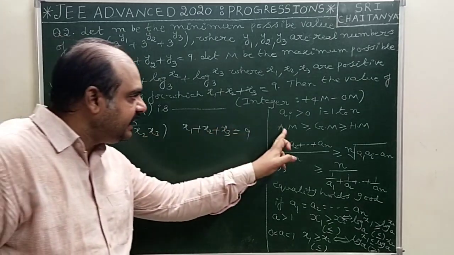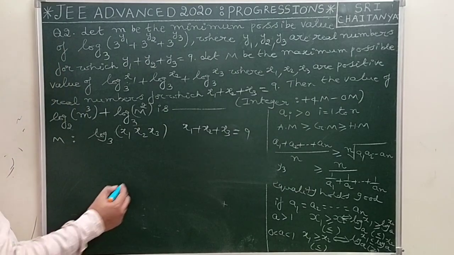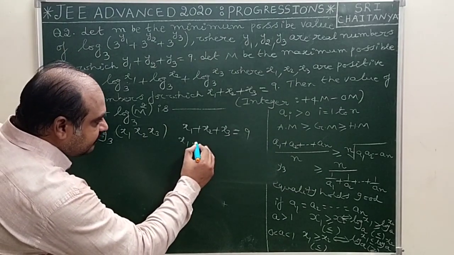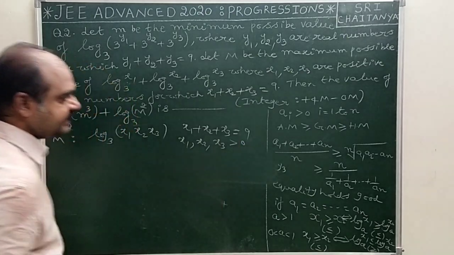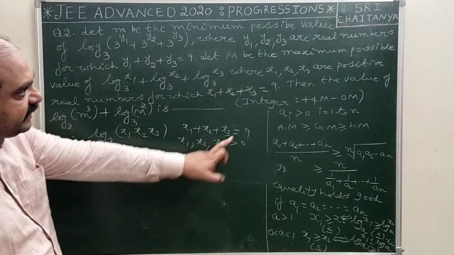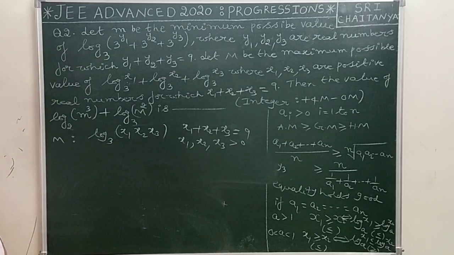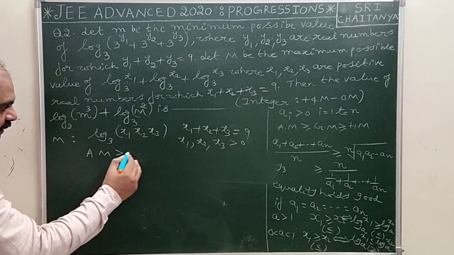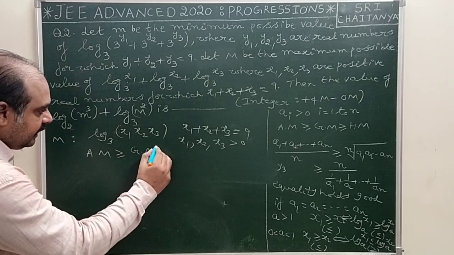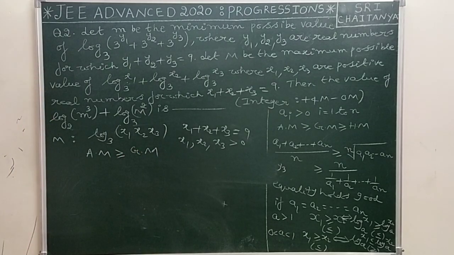Now the sum is given and the problem is related to the product of numbers. So what is that? AM greater than or equal to GM. Given that x1, x2, x3 are greater than 0, that means these are positive real numbers given in the question. The AM-GM inequality is applicable only when the numbers are positive real numbers.